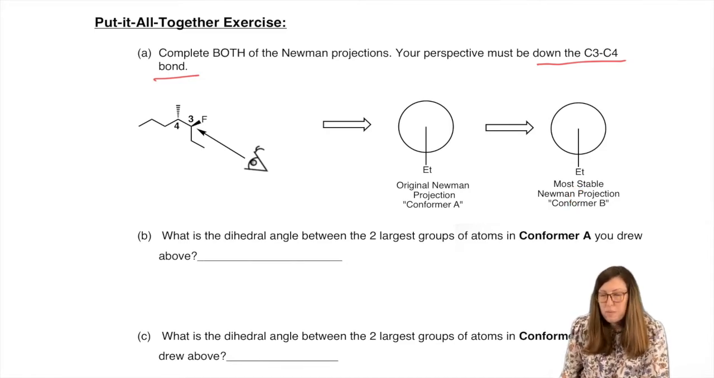Notice that the Newman is quoted as original, then most stable. So in other words, you are going to be tasked with drawing the original. I want you to get that far. I'm going to do the most stable with you after. So at least get to here. If you're up for a challenge, fill that one out too and answer the questions that follow. Okay?